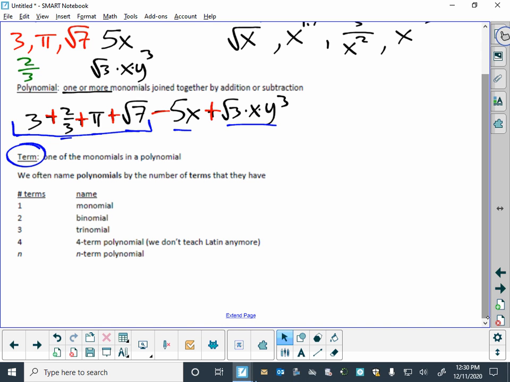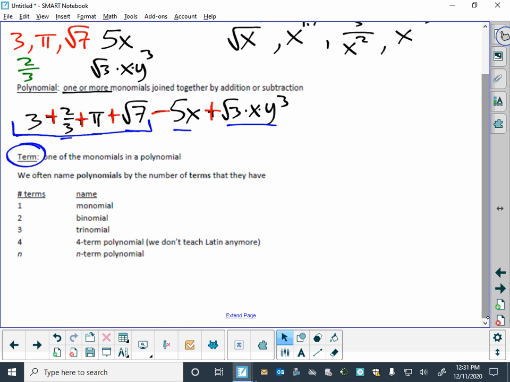So this one that we have above really would be considered a 3-term polynomial because if we combined all the like terms together, the 3, the 2/3, the pi, and the root 7, none of those have variable parts in them. They are just constants. So those are like terms that we could put together as one. And then we have the minus 5x, and then we have the 3xy squared. So this has 3 terms in it. If it has 1 term, we already said that was called a monomial. If it has 2 terms, it's called a binomial.